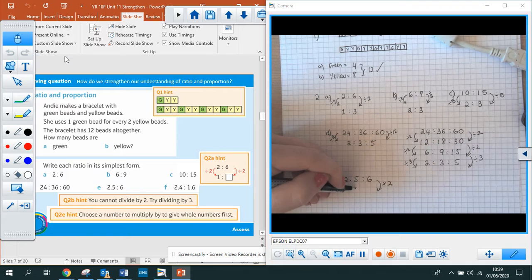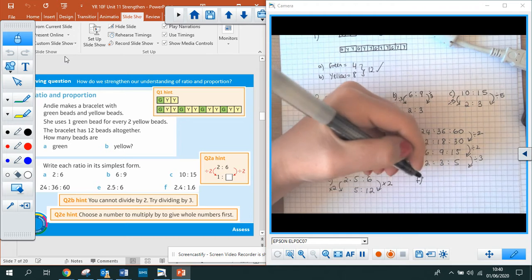2.5 multiplied by 2 is 5. 6 multiplied by 2 is 12. Okay, and there are no factors of 5 and 12 that are going to make that any simpler. So my simplified answer there is 5 to 12.